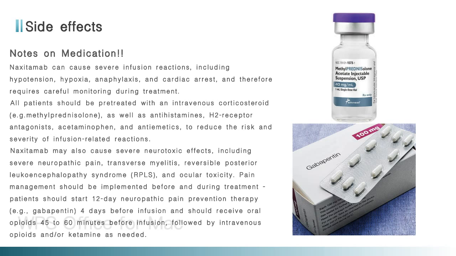Patients should receive 12 days of neuropathic pain prevention, starting 4 days before the infusions, and should receive oral opiates 45 to 60 minutes before the infusion, followed by intravenous opiates or ketamine as needed.